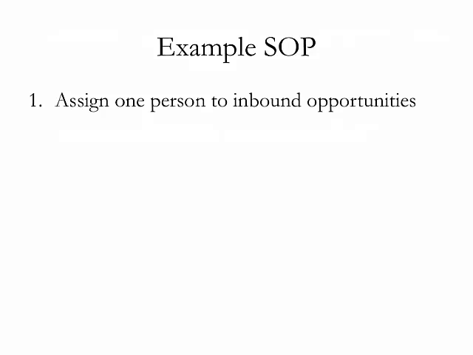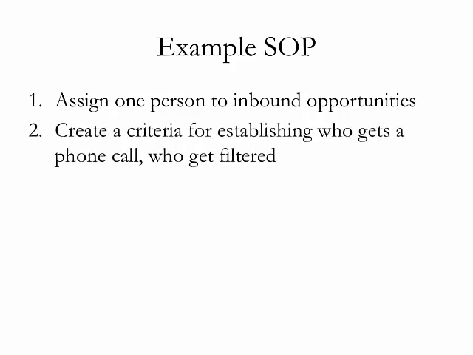Here's an example standard operating procedure for inbound biz dev opportunities. Number one, first, assign one person to manage these. Ideally, this is going to be somebody junior whose original job is just to filter the inbound opportunities and see who's important, who's not. Number two, establish a criteria. So again, this person is going to be filtering who gets a phone call, who just gets maybe sent a one-pager, whatever it is. But you want to establish a set of rules for this person to determine what the next action is for a particular inbound opportunity.